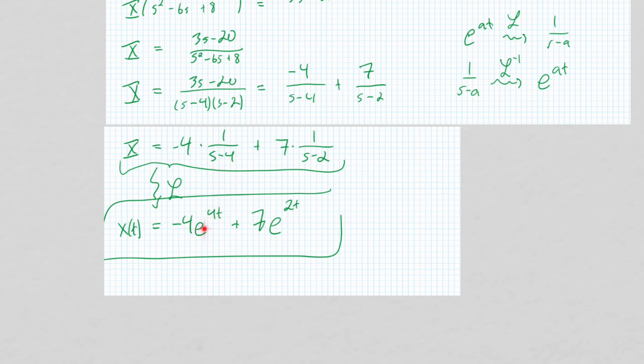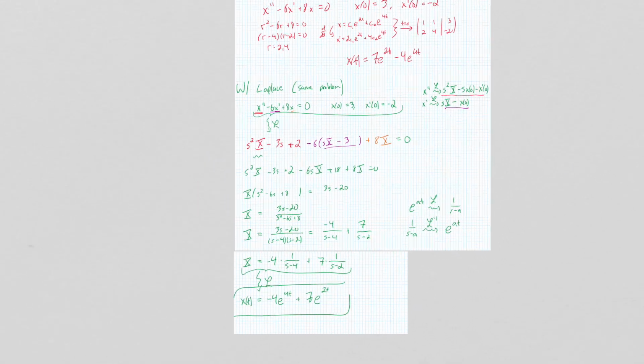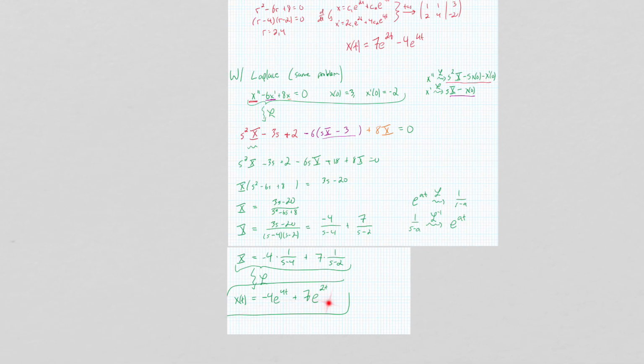I get e to the 4t, because the s minus a is an s minus 4, so the e to the at is e to the 4t. And then the 4 comes along for the ride, like many of the things that we've been doing. And this one, you guessed it, it goes to e to the 2t with a 7. And now, let me zoom out so that you can see that green answer right here matches what we got up here when we did it in the old school way.